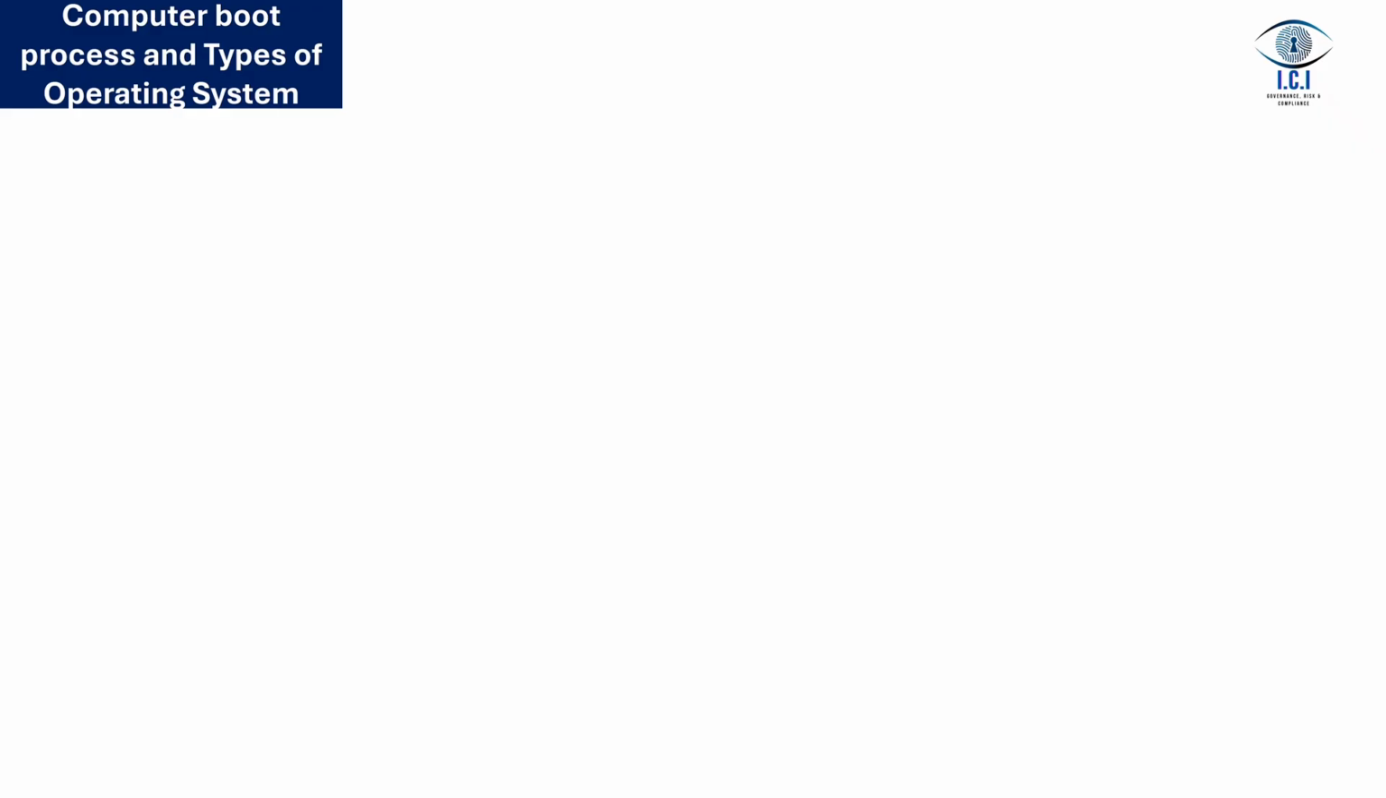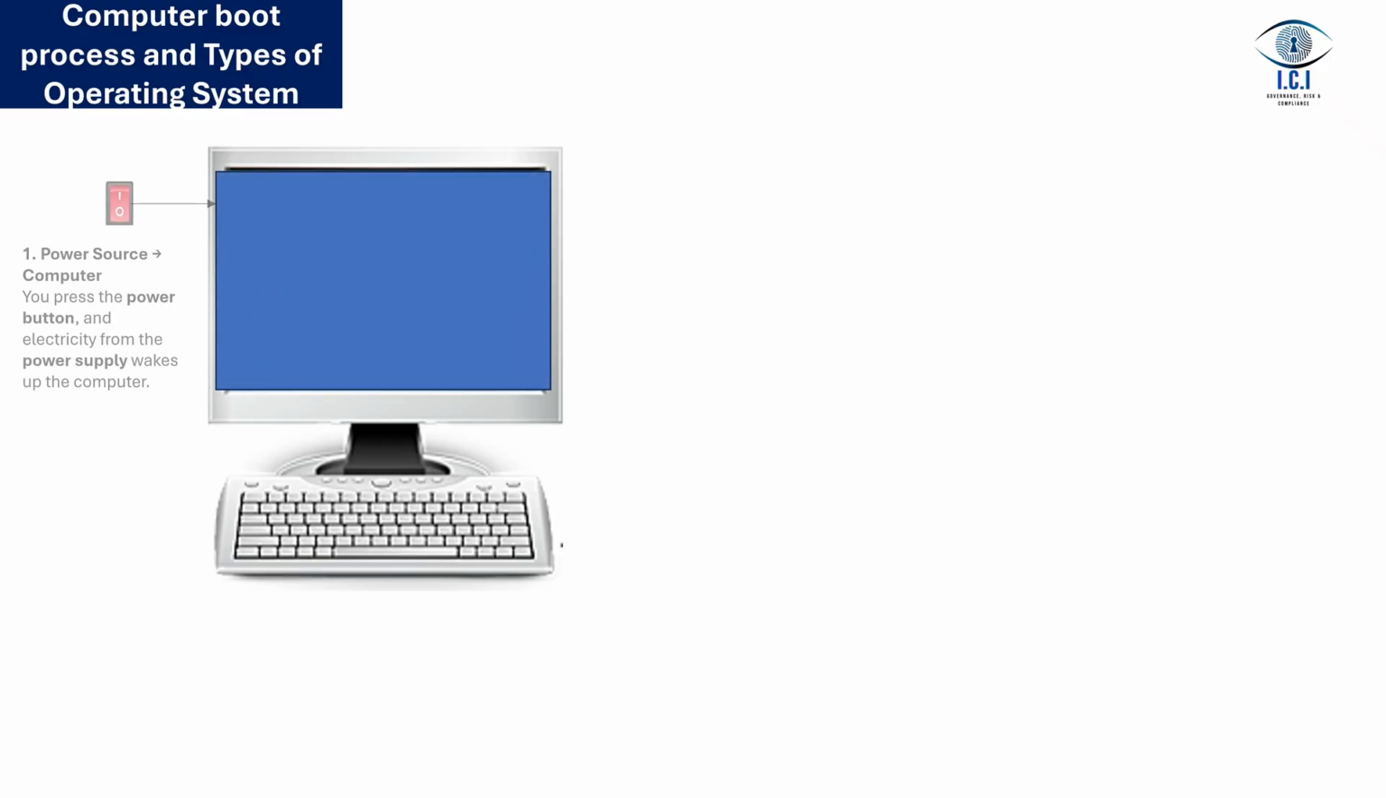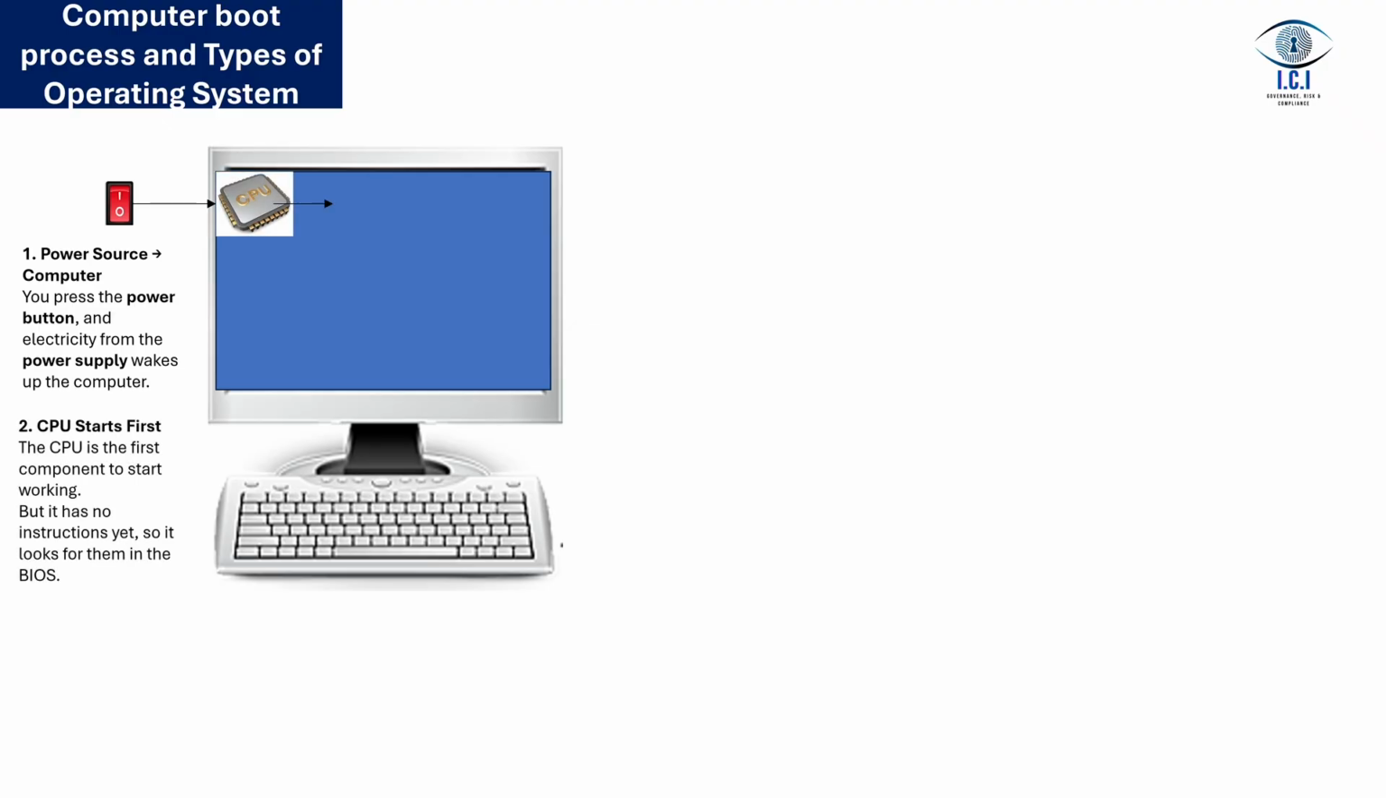Computer boot process and types of operating system. So we're going to talk about the computer boot process. What happens in the background when you turn on your computer? The first thing, when you want to turn on your computer, is to press the power button, and electricity from the power supply wakes up the computer. So the CPU starts first, and the CPU is the first component which starts working. And at that stage, the CPU does not have any instruction yet.